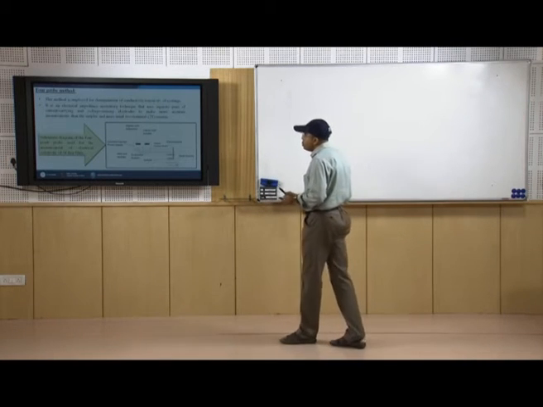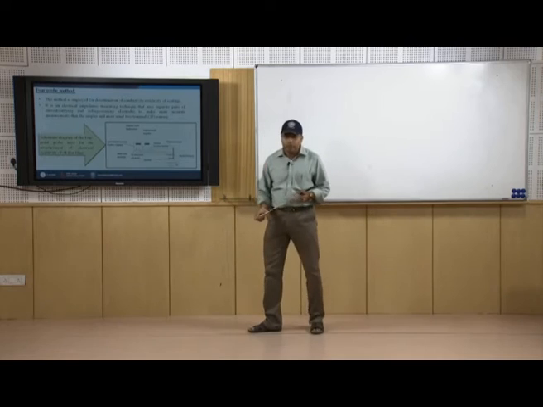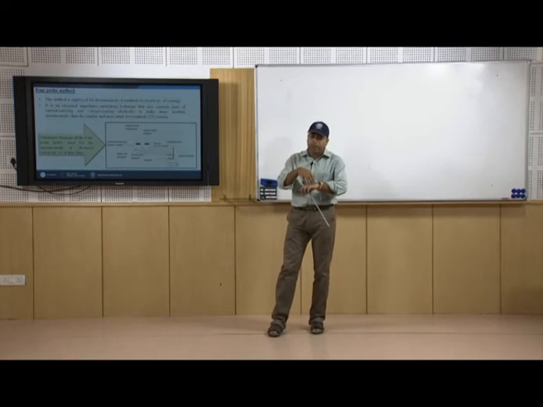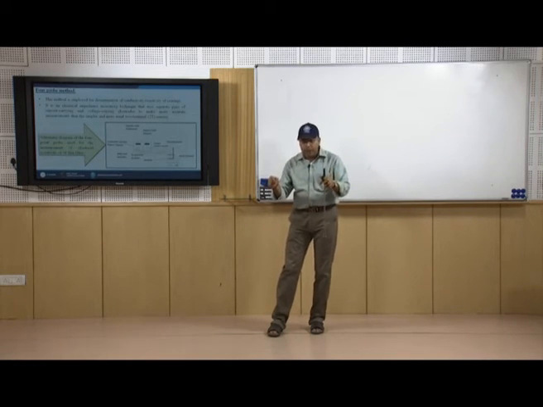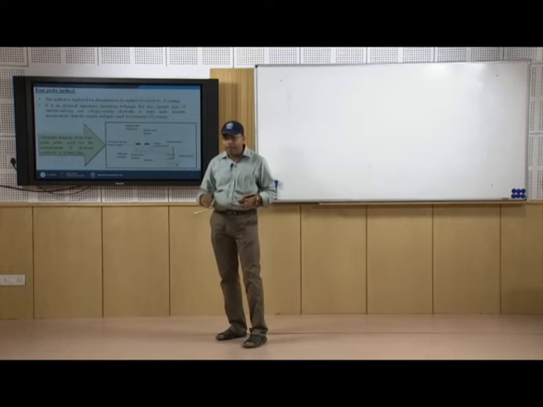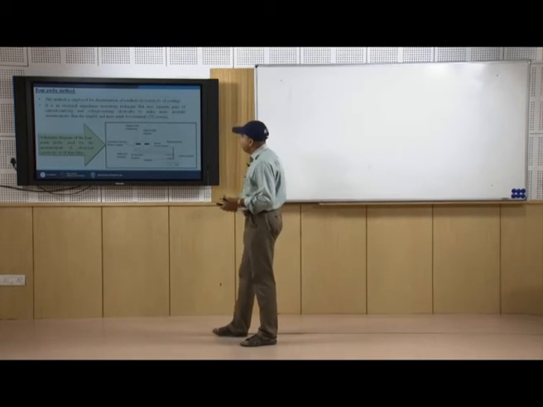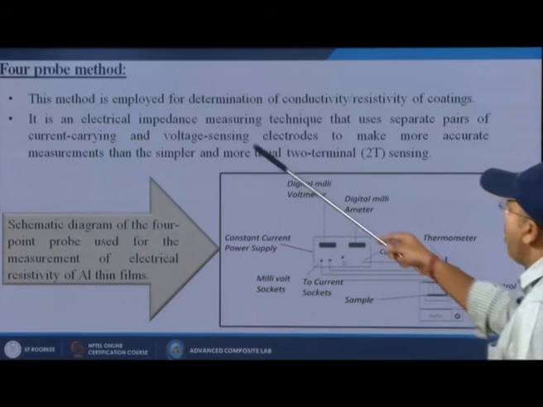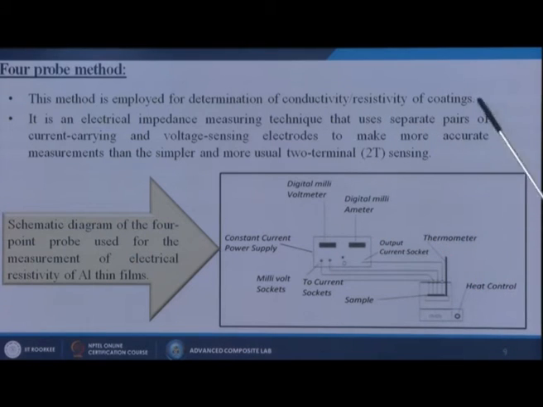Then we use the 4 probe method. 4 probe is nothing but 4 pins which touch the material. The two pins at both ends will give some kind of voltage inside your material, that means it will give you the potential difference, and the middle 2 needles will measure the current. In that case we can simply measure the electrical conductivity of that material. So this method is employed for determination of conductivity or resistivity of the coatings.